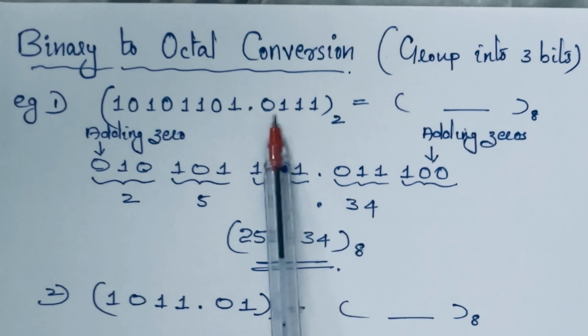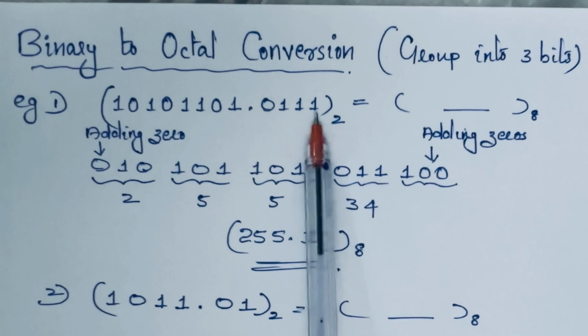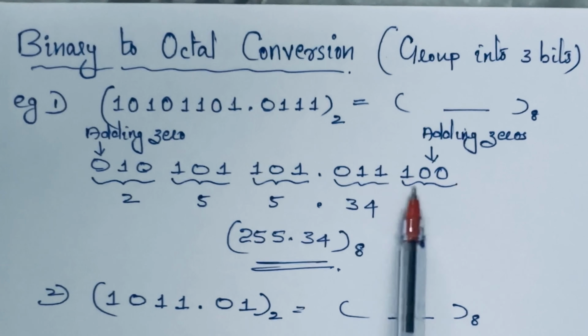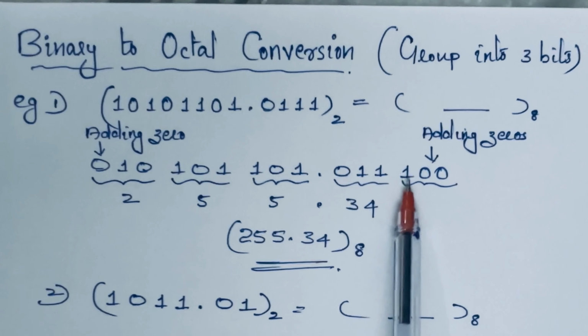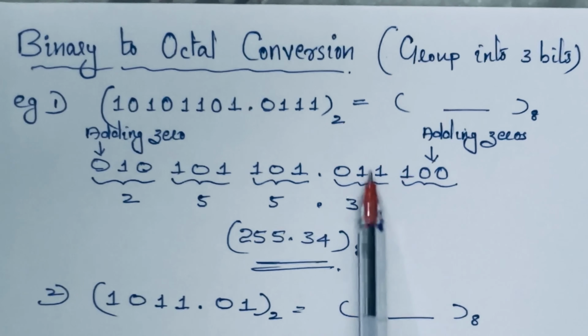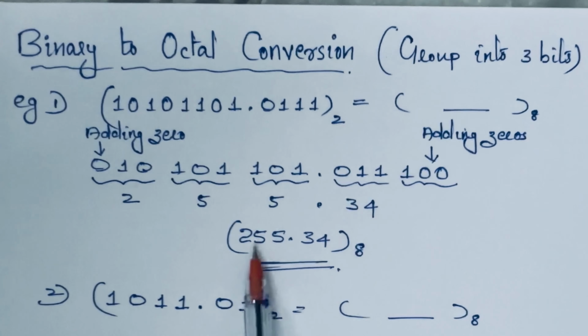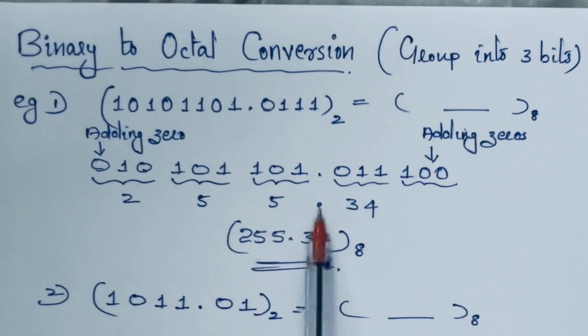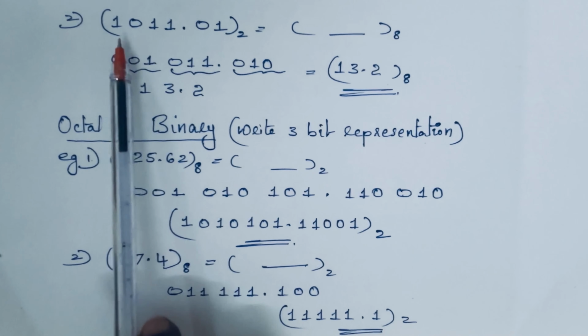Again, after this binary point, for the fractional part, grouping should be towards the right side. So the first group will be 011, then 011. Then here we have only one bit left. But to make it a group of 3 bits, we are adding 2 zeros here, so that this group will become 100. Then the corresponding octal number: 011 is 3, and 100 is 4. So the final answer will be 255.34 base 8.